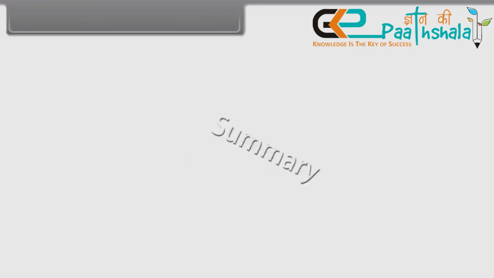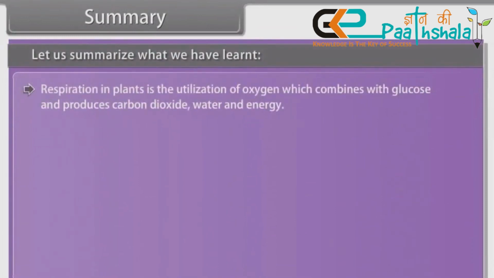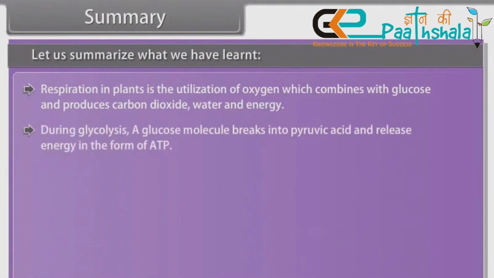Summary. Let us summarize what we have learned. Respiration in plants is the utilization of oxygen which combines with glucose and produces carbon dioxide, water, and energy. During glycolysis, a glucose molecule breaks into pyruvic acid and releases energy in the form of ATP.